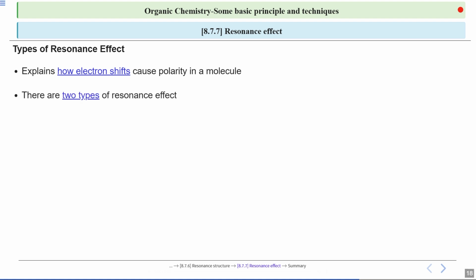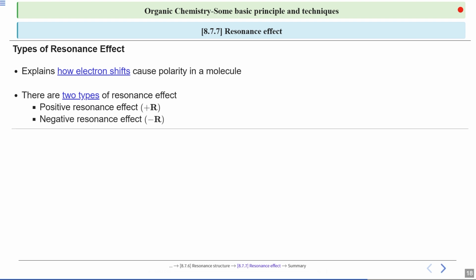Now similar to the inductive effect, there are two types of resonance effect. First is positive resonance effect, which is plus R. Of course, it is donation of electrons, similar to the inductive effect. And next we have negative resonance effect, where the group is capable of accepting or taking the electron, which is named as minus R effect.